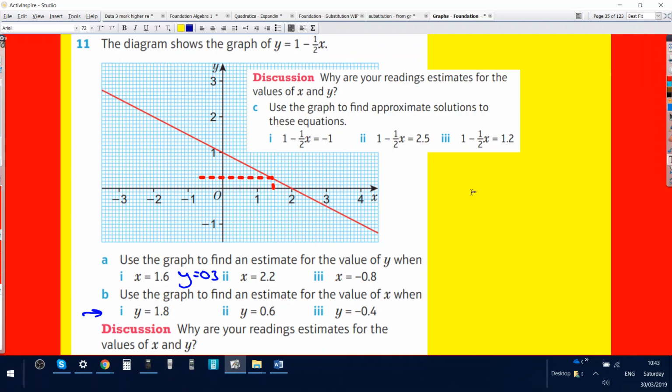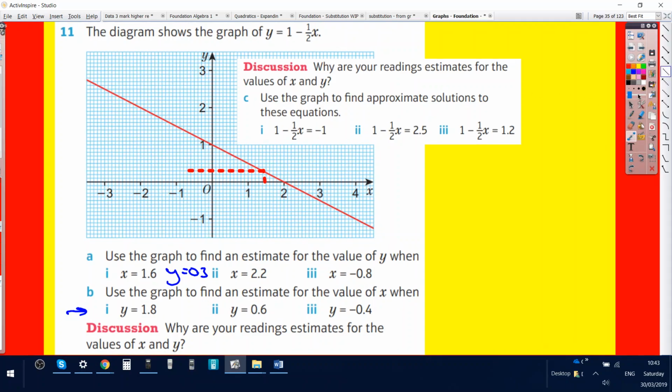How do you do that? Instead of going right, because it has to hit the line, would you have to go left? So the x would be a negative. Yeah. Okay. So it would be minus 1.6. Yeah, thereabouts. Okay. Any questions about that?